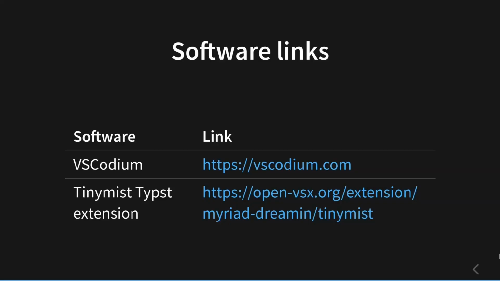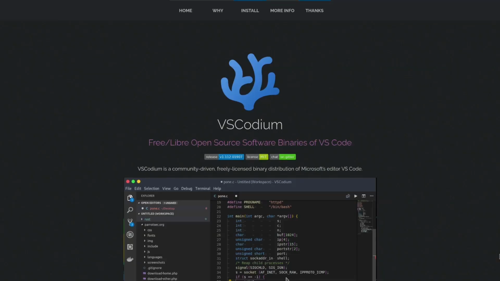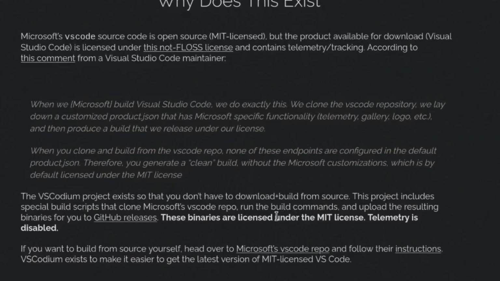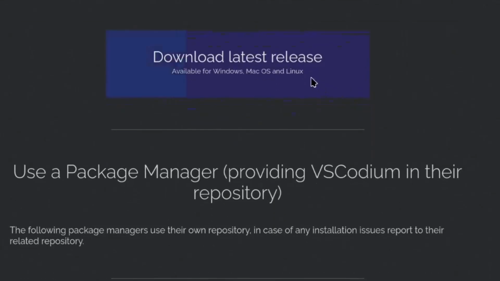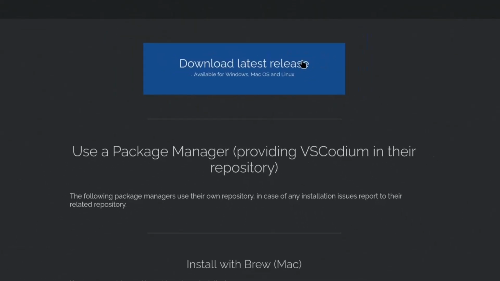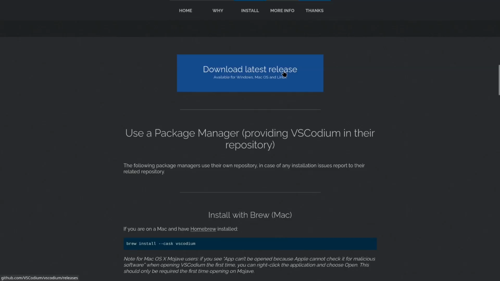If you go to VSCodium.com, you should see a screen that looks like this. If you scroll down a bit, you'll see that part of the reason VSCodium is built is because telemetry is attempted to be disabled. If you scroll down further, you'll see a giant download latest release button. If you're using Windows or macOS, you'll want to click this button.